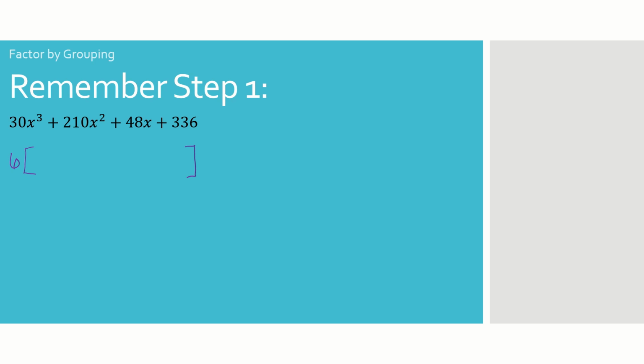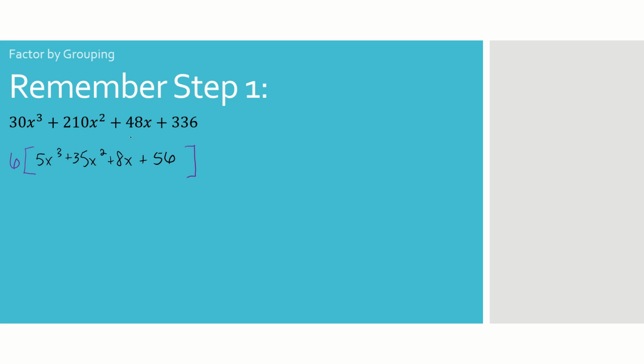So let's figure out here what's left over. When we divide that out, we'll be left with 5x to the third plus 35x squared plus 8x plus 56. So we factored a GCF out of all of the terms. It's still in the problem. We just pulled it out front. And now we have much smaller numbers to look at.